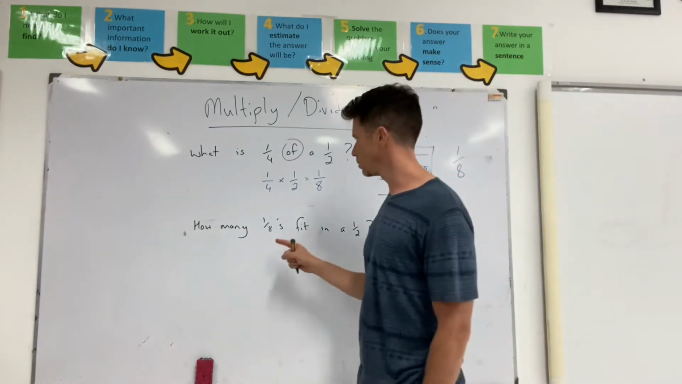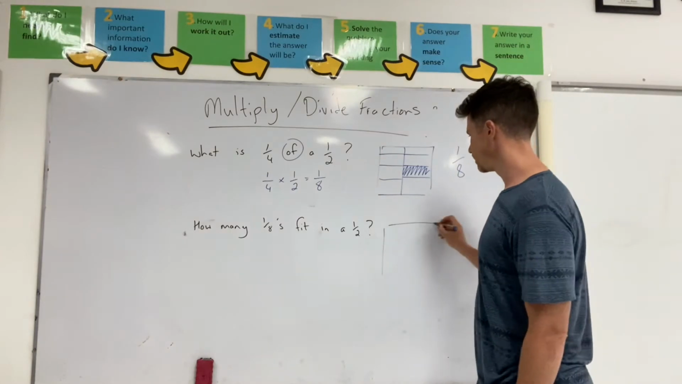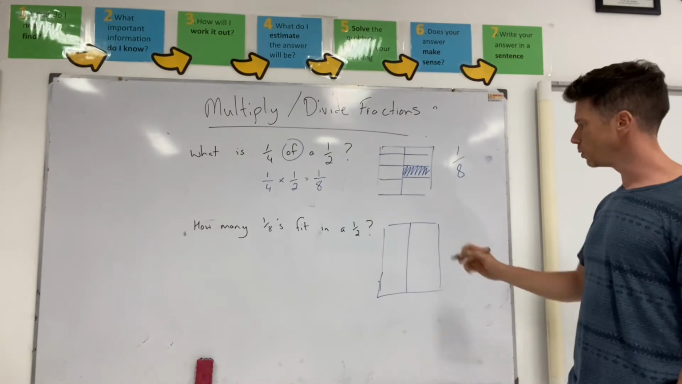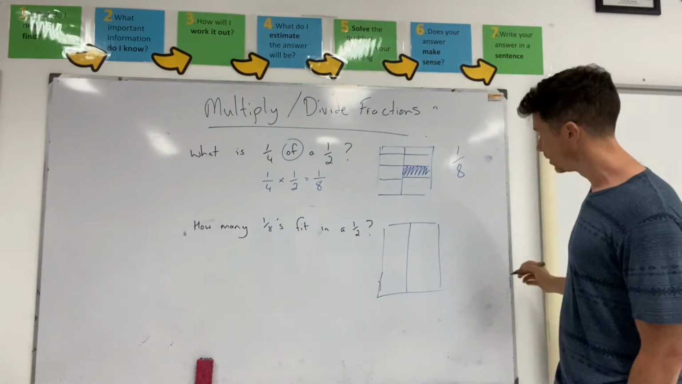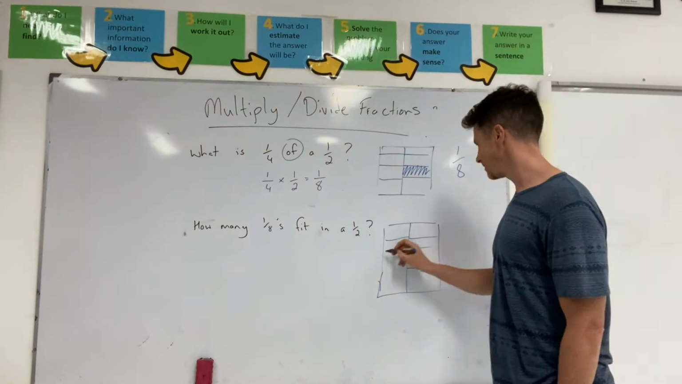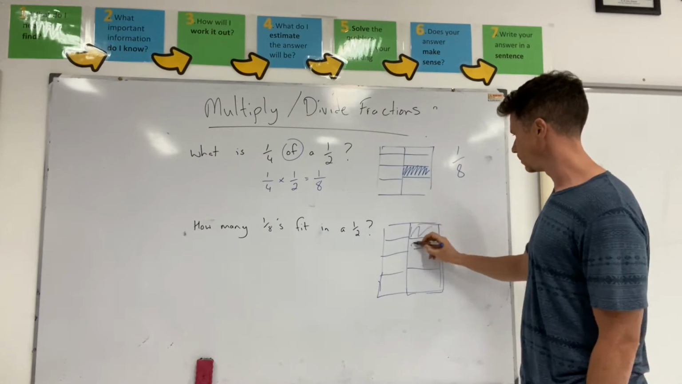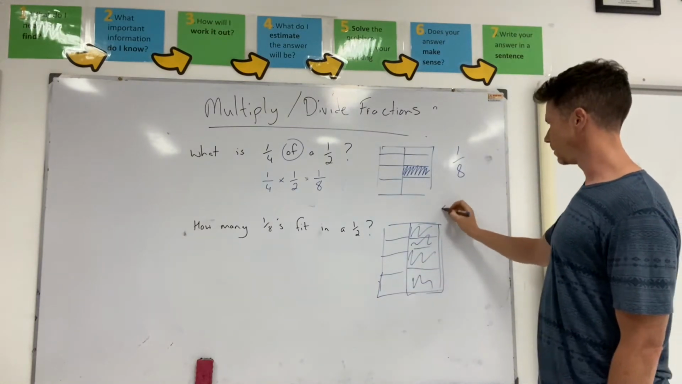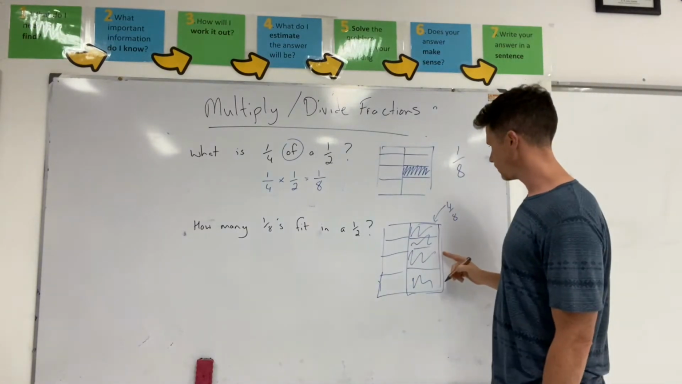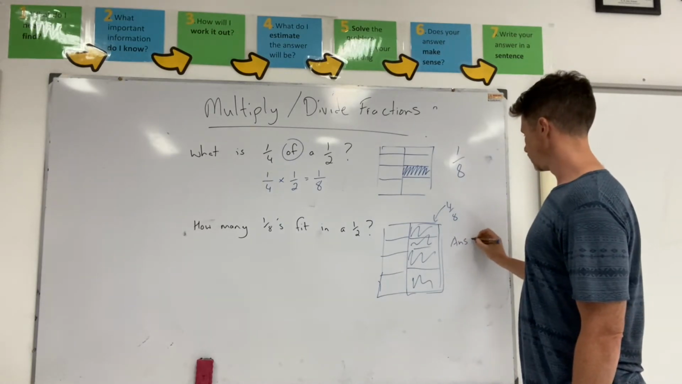How about this second question? How many 1/8 fit into a half? Once again, if I have a whole, I've got to split it up into a half. How many 1/8 fit into that? I've got to split up the whole thing into 8ths. So this half has how many 8ths? Well, it has 4. There's 4 eighths there. So how many 1/8 fit into a half? The answer would be 4 of them. So what's the answer? 4.